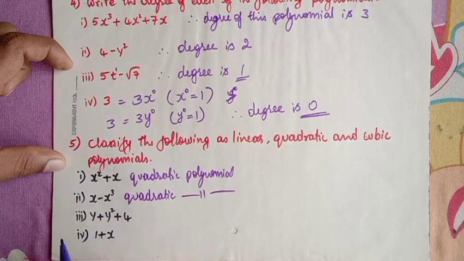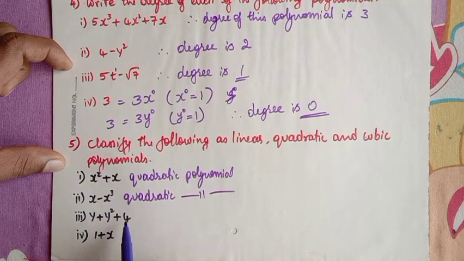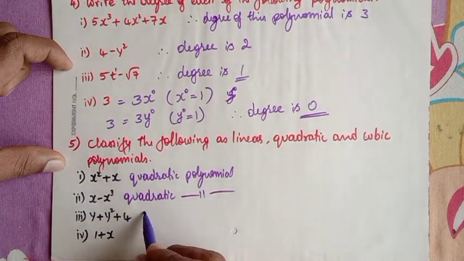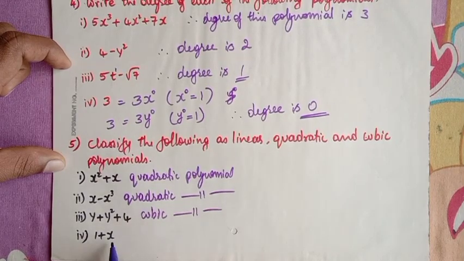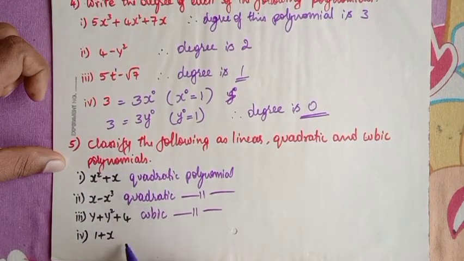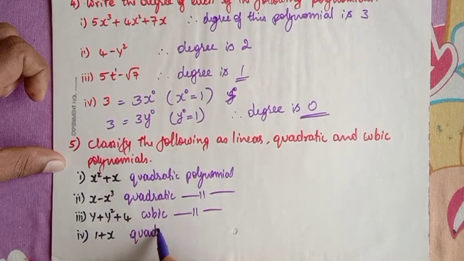Here there are three terms. Y is the first term, y square is the second term, and 4 is the third term. So it is a cubic polynomial. Here there are only two terms, 1 plus x. So it is a quadratic polynomial.